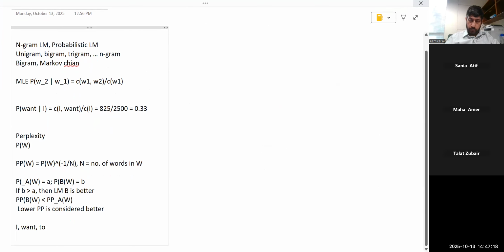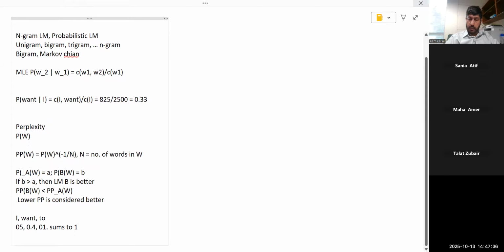तो लेट्स से I की probability 0.5 है, want की probability 0.4 है, और इसकी 0.1. Of course all of this sums to 1. ठीक है, डिस्ट्रीब्यूशन 1 होनी चाहिए. So now you have an interval from 0 to 1.